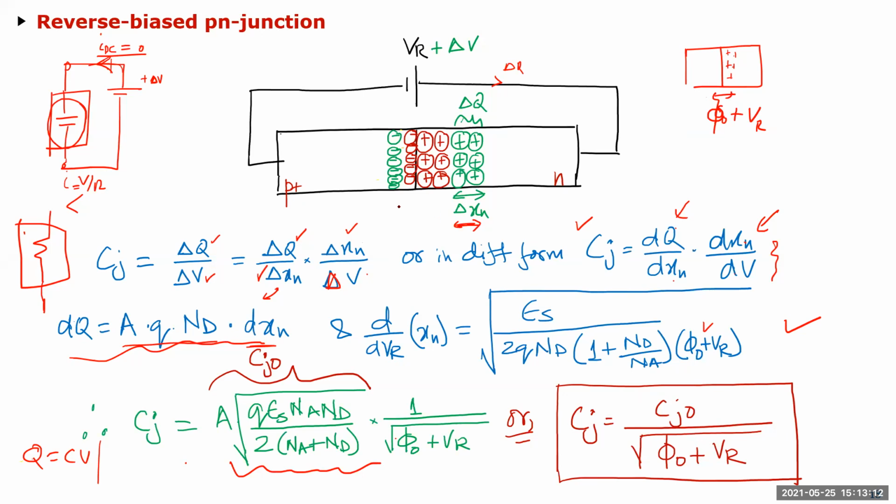And that kind of makes sense because you can imagine that this is your two plates and this is the distance between the plates. And as you're increasing the voltage, this distance is actually increasing. So that's what makes your capacitance go higher and lower.